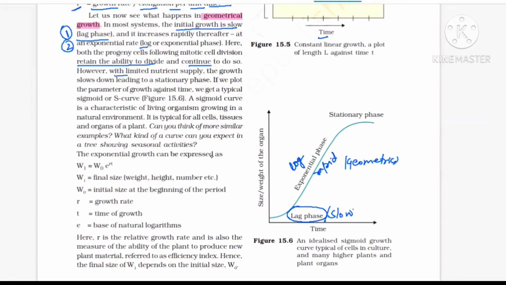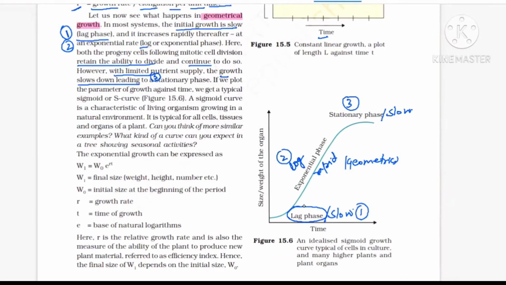However, because of limited nutrient supply, it slows down and it leads to the stationary phase. So the stationary phase means slow phase, again it is a slow phase. So lag, log and stationary, three phases are there. Number one is your lag phase. Number two is your log phase. And number three is your stationary phase. So three phases are there in your geometric growth curve.